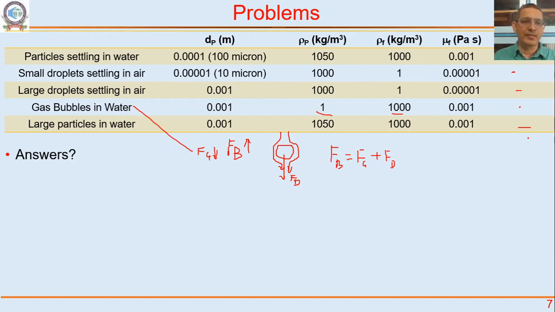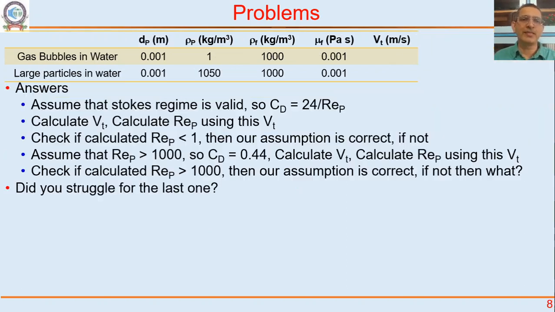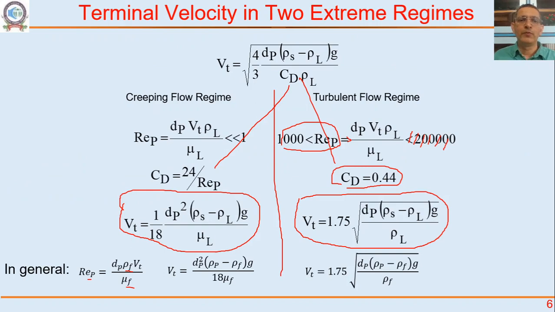Okay, here are the answers. Let's not do it for all cases, let's do it for a couple of cases. Let's do it for one case: gas bubble in water. If I have to calculate the terminal settling upward velocity, now it's not settling, the terminal rise velocity of the bubble, I need to know whether I need to use this expression or whether I need to use this expression.